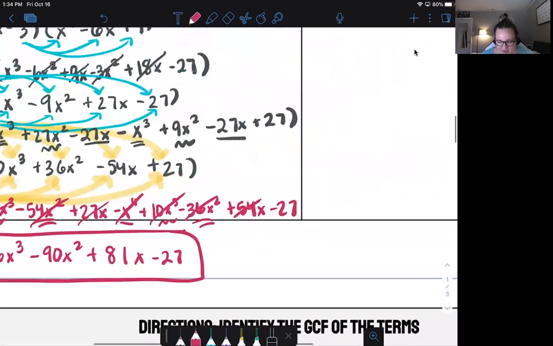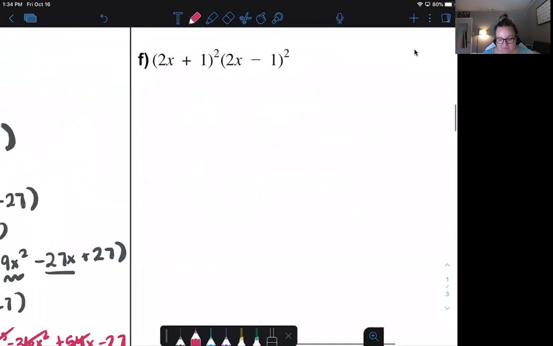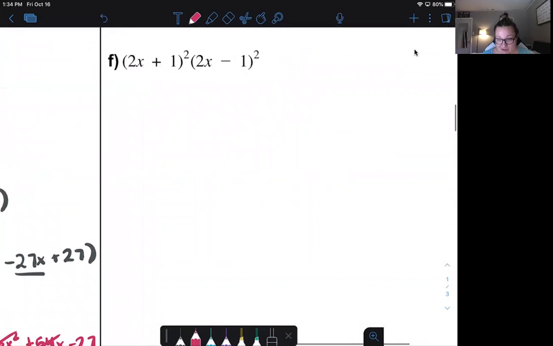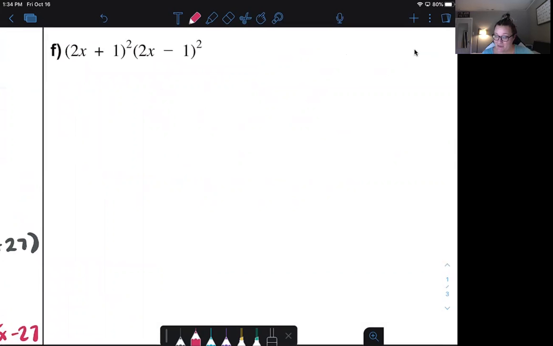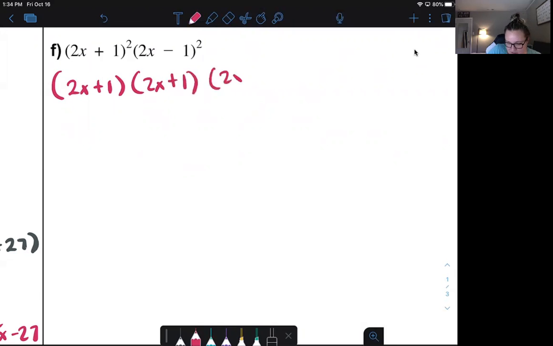All right. So now I want you guys to do one of those on your own. Don't worry, there's only 2 squareds this time, not a cubed, so it's a little less work. All right, so you're gonna take 2x plus 1 squared times 2x minus 1 squared. And don't forget to expand these as 2x plus 1 times 2x plus 1 times 2x minus 1 times 2x minus 1. So rewrite it like that and then start multiplying.